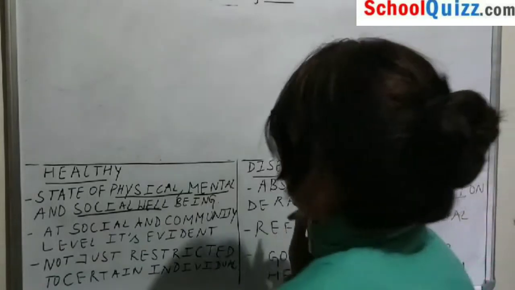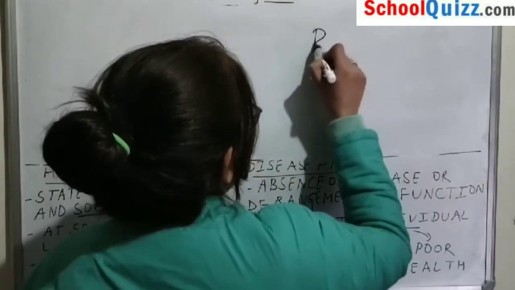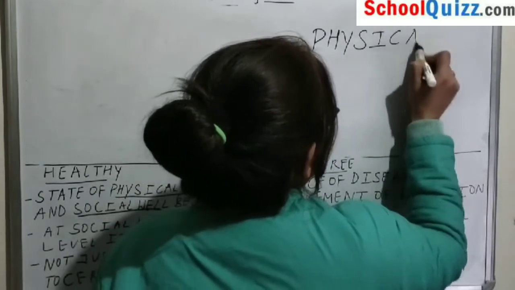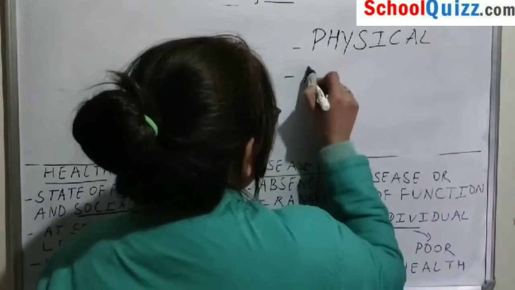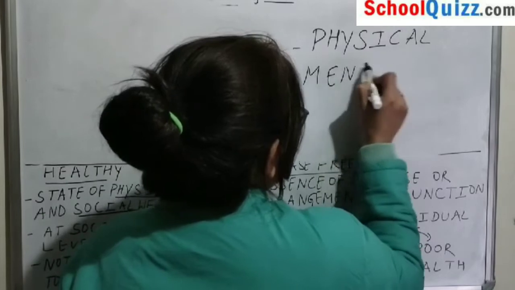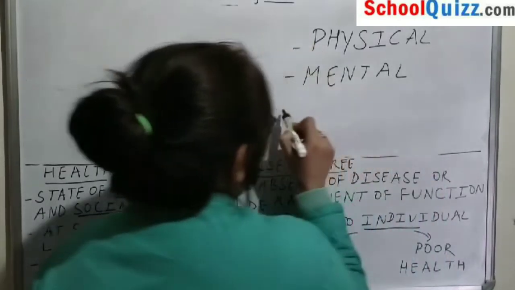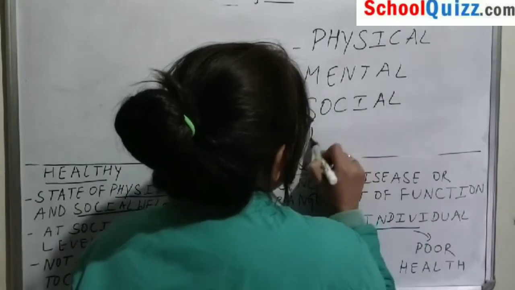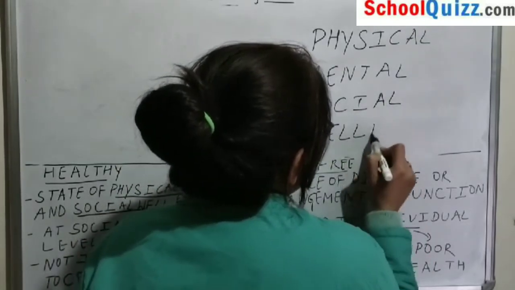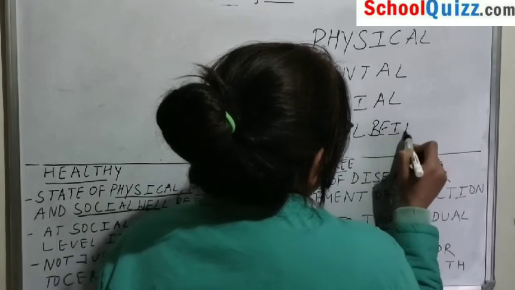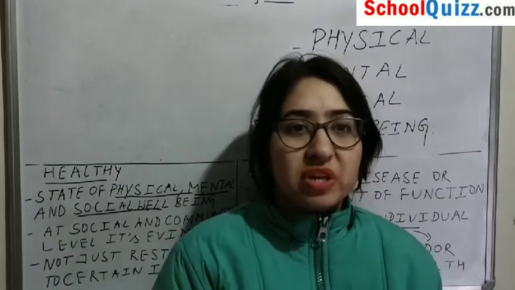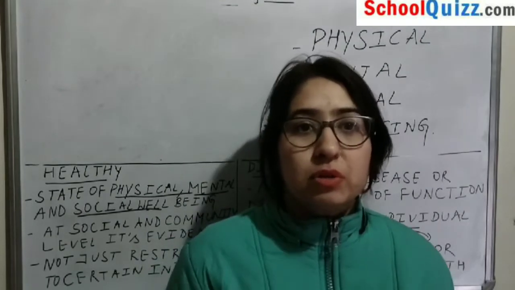Okay, so when we talk about a person being healthy, it should be considered in terms of physical parameters, mental parameters should be considered, and then comes social well-being. Okay, that is, how socially we are interacting with the people or the society.